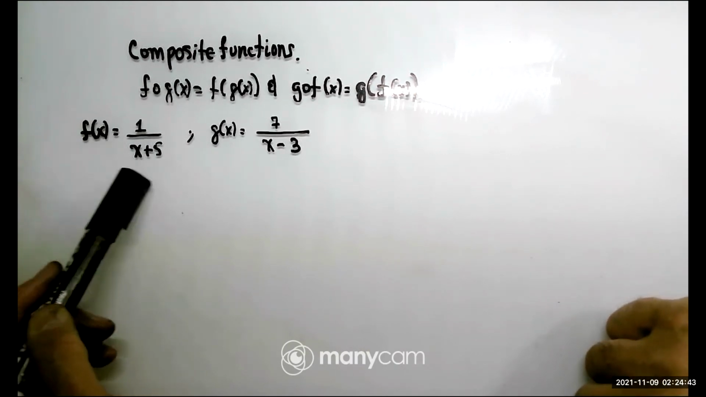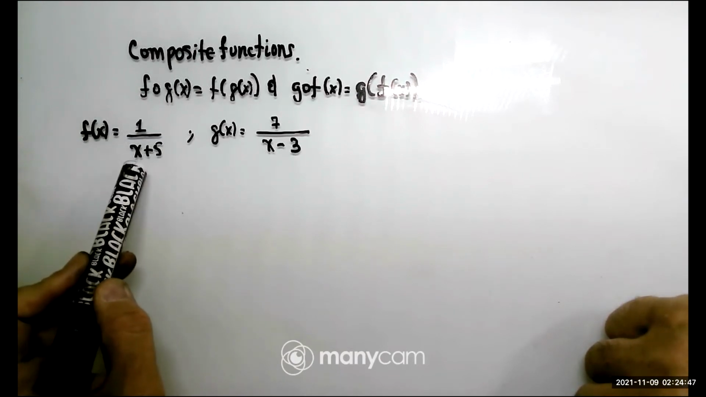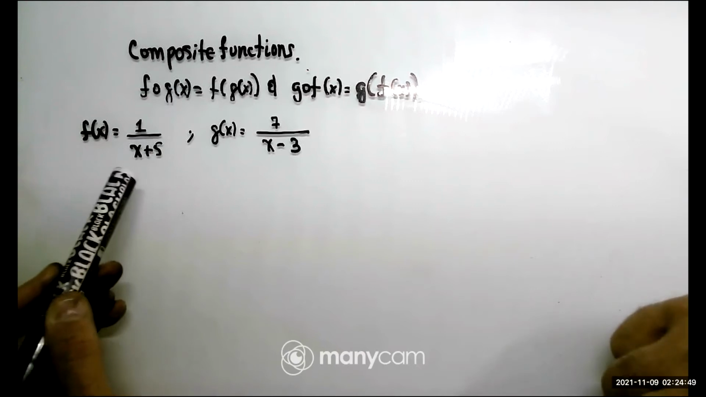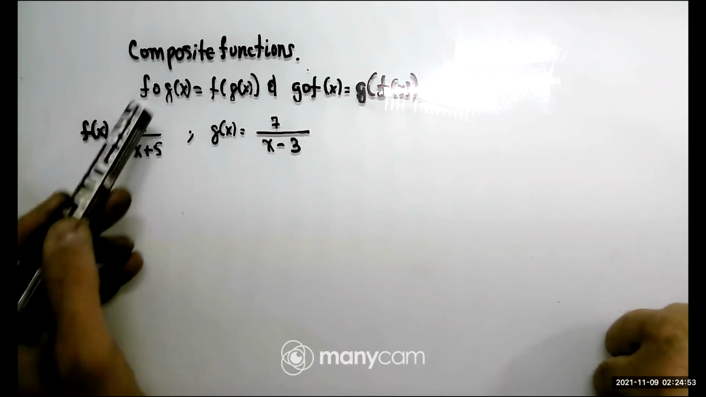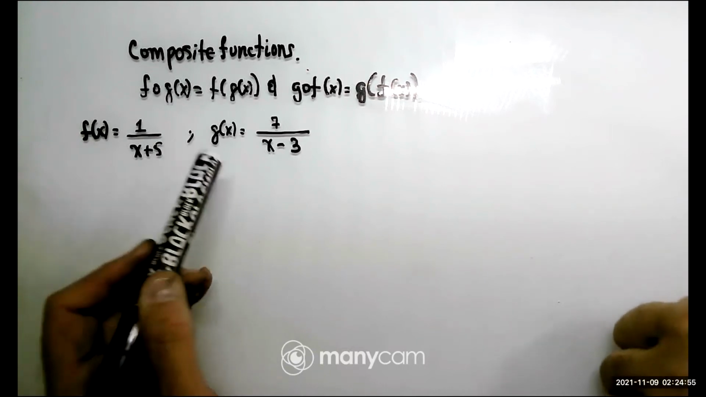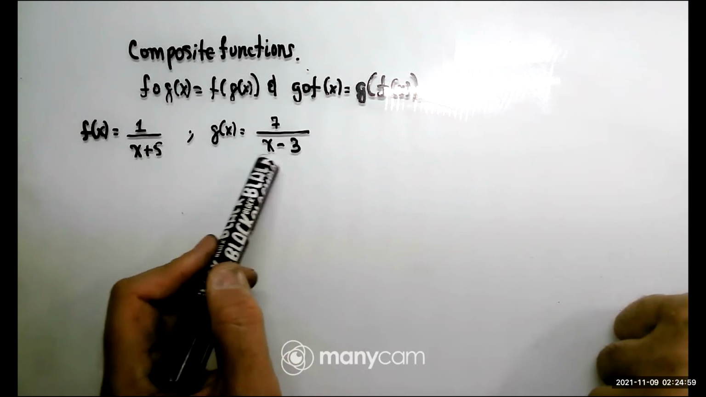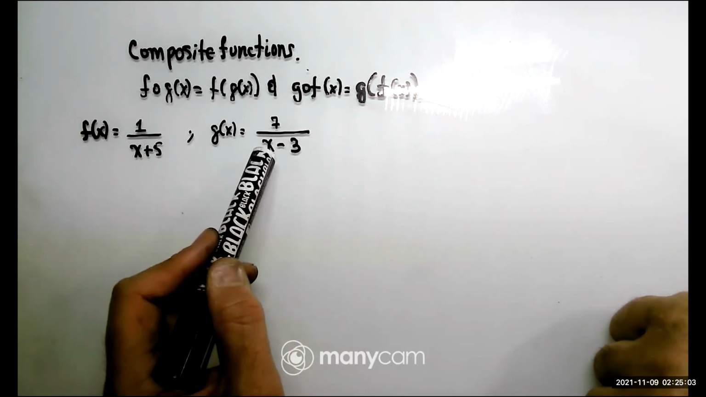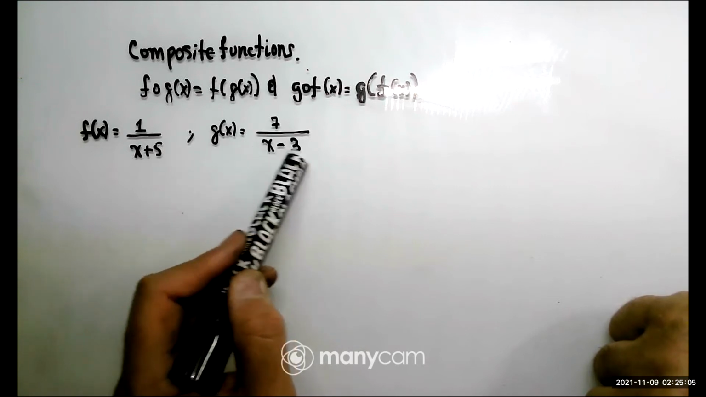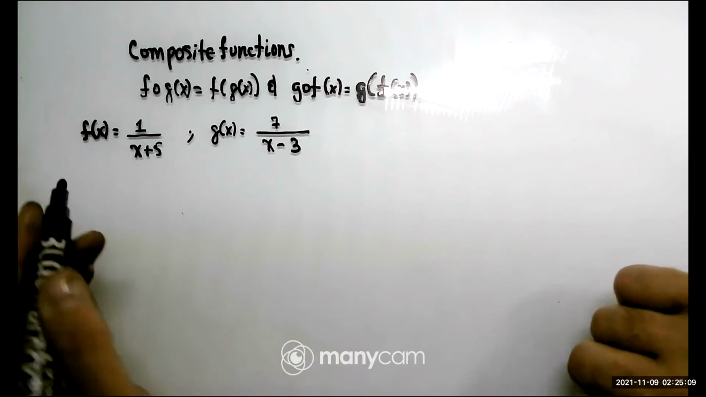So for example, in f of x, we like every number except when x equals negative 5. Why? Because when x equals negative 5, x plus 5 will be 0. 1 divided by 0, undefined. Similarly, g of x is 7 over x minus 3. Of course, x cannot be 3, because when x equals 3, 3 minus 3 is 0, and 7 over 0 will be undefined. Okay, so let's keep that in mind.